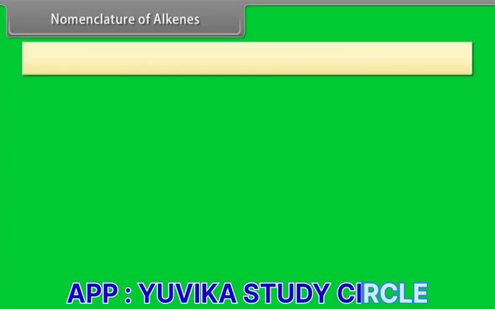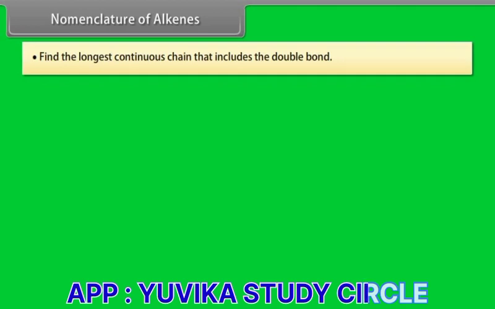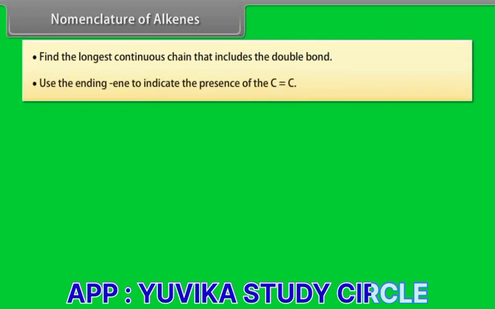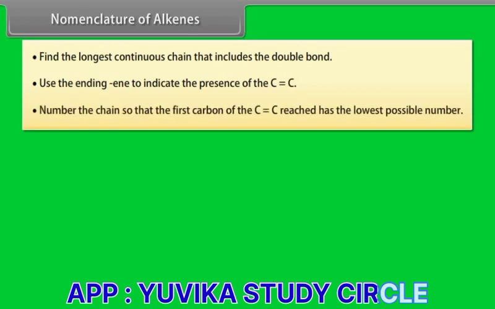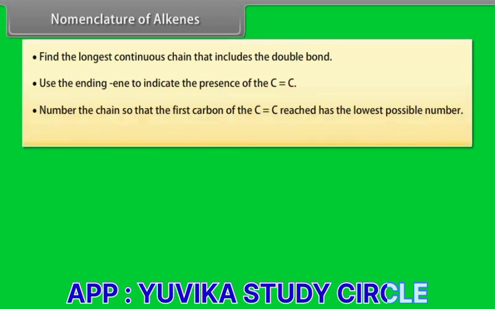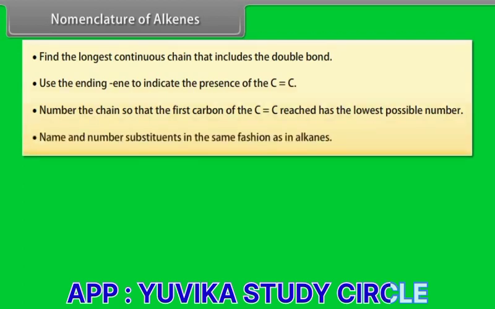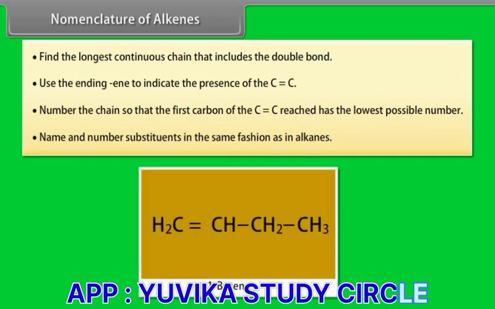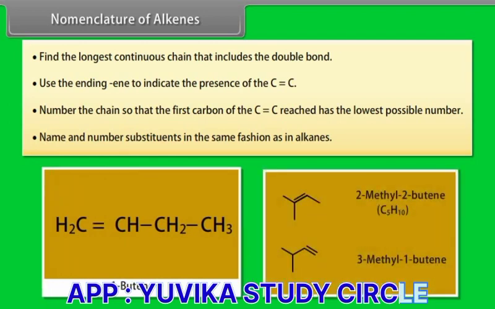Nomenclature of alkenes. Step 1. Find the longest continuous chain that includes the double bond. Step 2. Use the ending -ene to indicate the presence of a carbon-carbon double bond. Step 3. Number the chain so that the first carbon of the carbon-carbon double bond has the lowest possible number. Step 4. Name and number substituents in the same fashion as in alkanes. This is 1-butene and these are 2-methyl-2-butene and 3-methyl-1-butene.